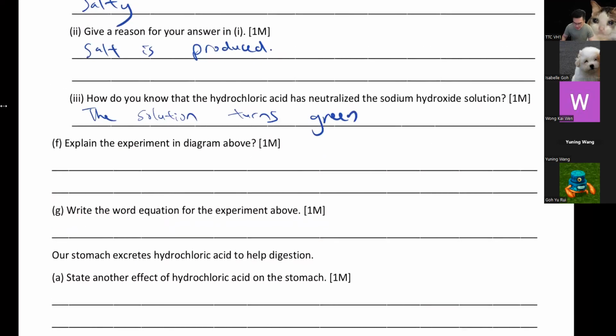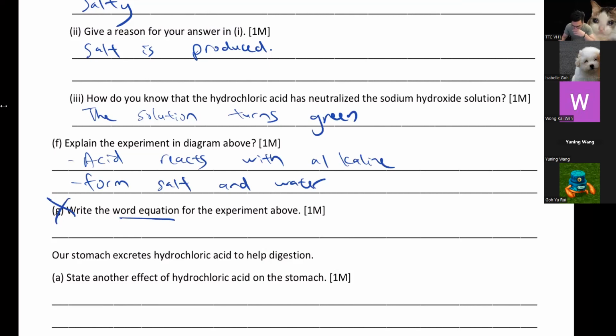Next, F. Explain the experiment in the diagram above. What's there to explain? So you have acid reacts with alkaline. This thing will form salt and water. Okay, this is a stupid question. We skip G also. You don't learn the word equation.